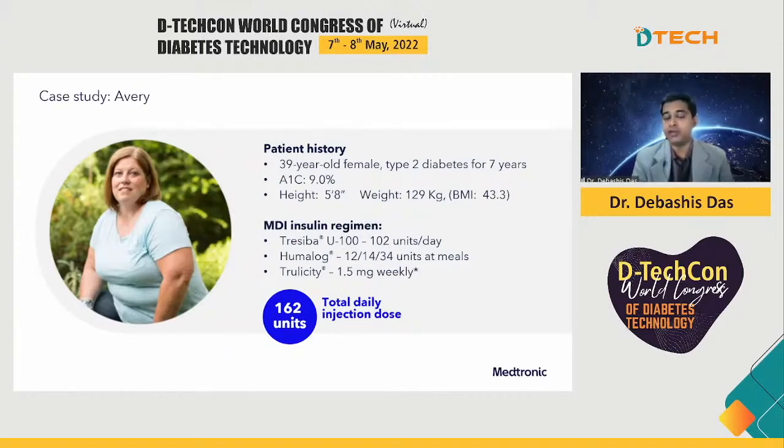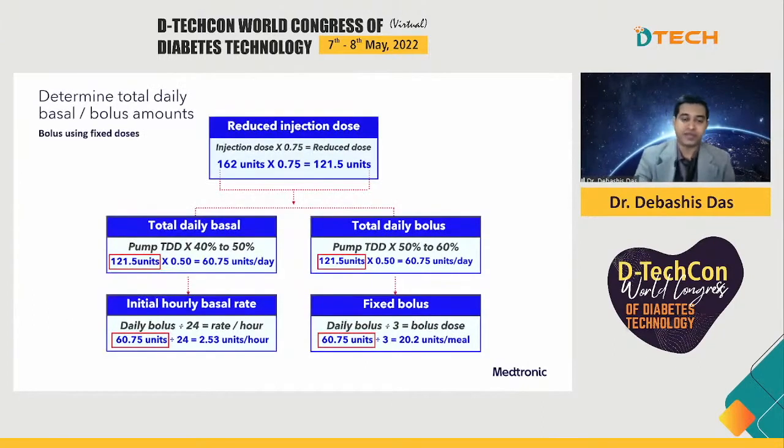If you calculate the total basal and bolus, it comes to around 162 units. That's the total pre-pump dose. Now, let's take the same formulas. 162 units, we reduce by 25%. It comes to around 121 units.